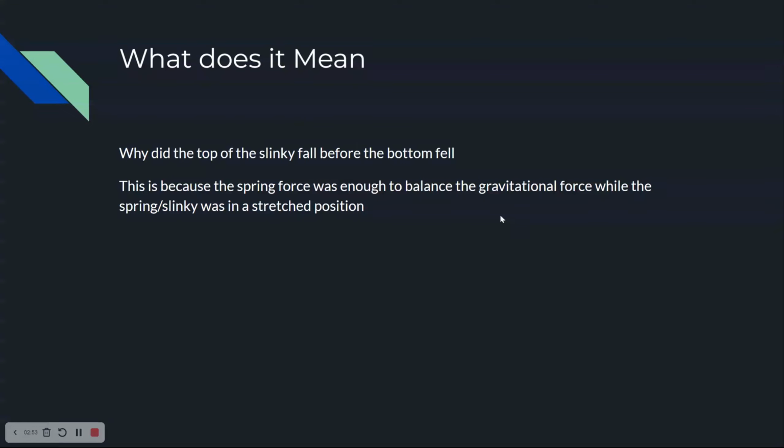So as it fell, of course this did change, but as the compression changed, that force also kept varying, and that was enough to consistently balance gravity throughout the motion. And that's why when we finally got to the bottom and there was no more spring force, the full effect of gravity could be seen, and the spring did start to fall.